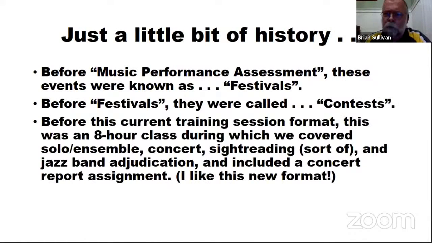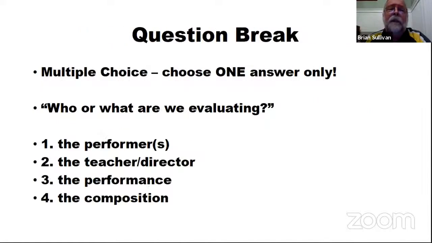So for the new judges, I do some things about history. Here's one I would like us to think about right now. This is just a good reminder. I'm going to ask you that kind of awful game of, if you could only pick one thing, which would it be? When we're evaluating performance, are we evaluating the performers, their teacher, their director, the performance, or the composition?